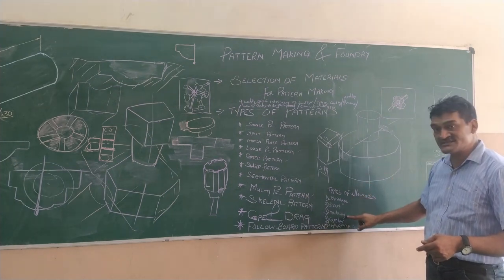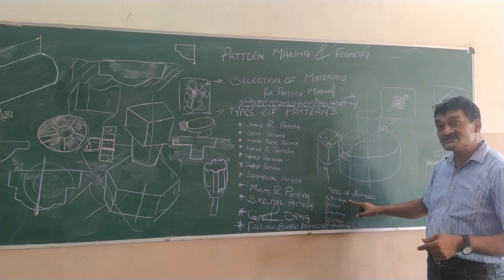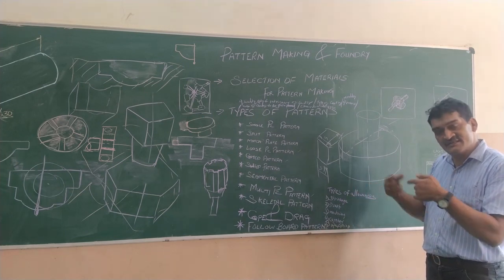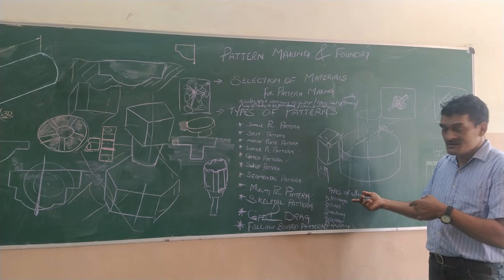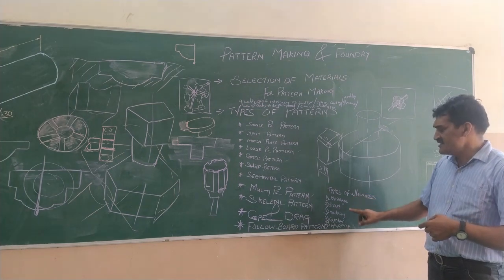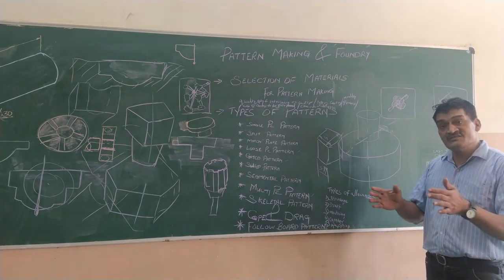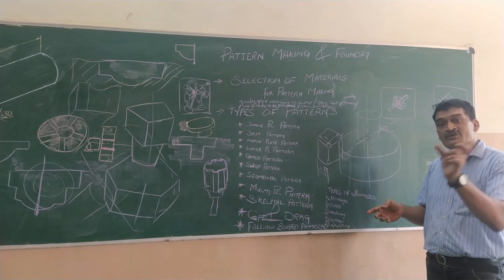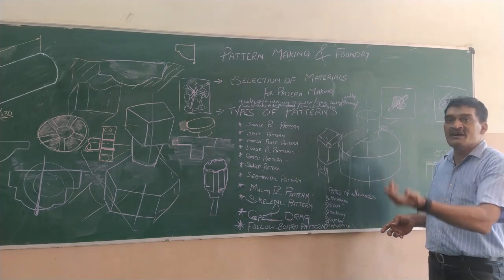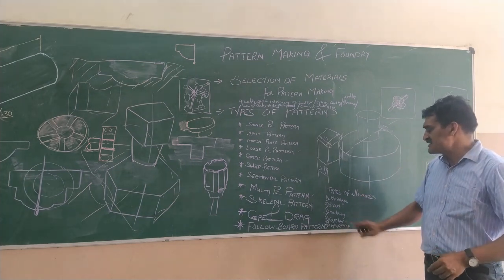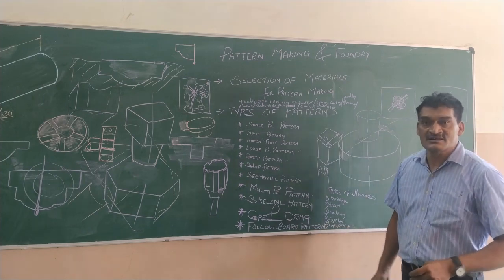But the reason is different. In shrinkage allowance, because the metal shrinks, we increase the dimension here. But whereas in machining allowance, we increase the dimension so that that amount of material can be removed by machining. Okay, the last is camber.